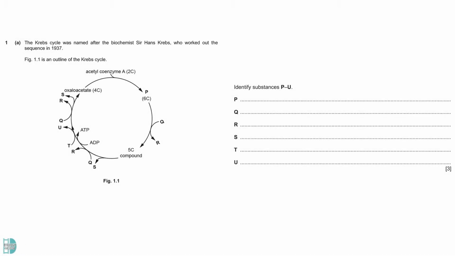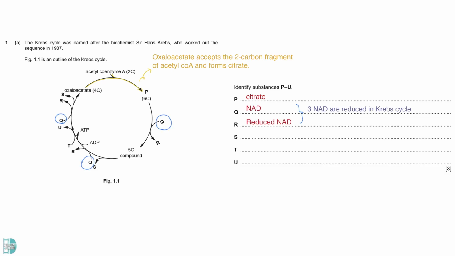1A shows us the Krebs cycle. Oxaloacetate accepts the 2-carbon fragment of acetyl-CoA and forms citrate. There are 3 Qs turned into Rs in the cycle. This is following the number of NAD being reduced in the Krebs cycle. When the 5-carbon compound is converted to oxaloacetate, it loses 1 carbon. It is removed as carbon dioxide in a process called decarboxylation.